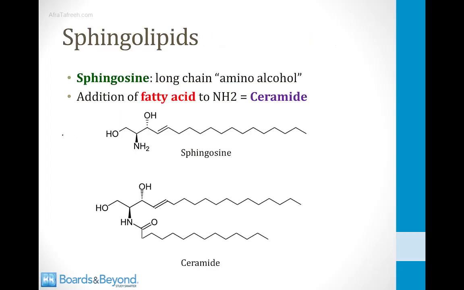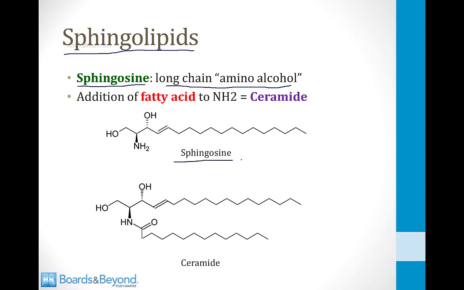Before we talk about specific lysosomal storage diseases, let's talk about some of the structures that accumulate in children born with these conditions. Most of the lysosomal storage diseases involve abnormal processing of sphingolipids. So let's talk about what a sphingolipid is. Well, all sphingolipids contain a structure called sphingosine. That's where they get their name from. Sphingosine is a long chain amino alcohol.